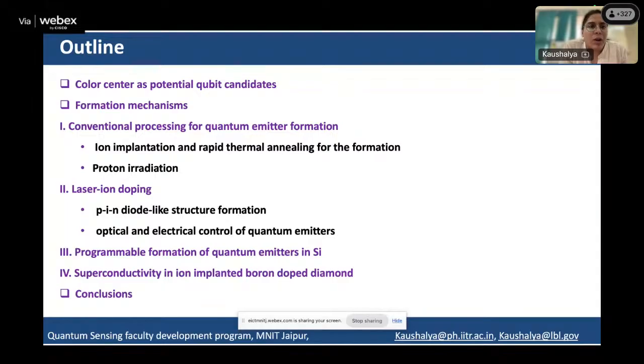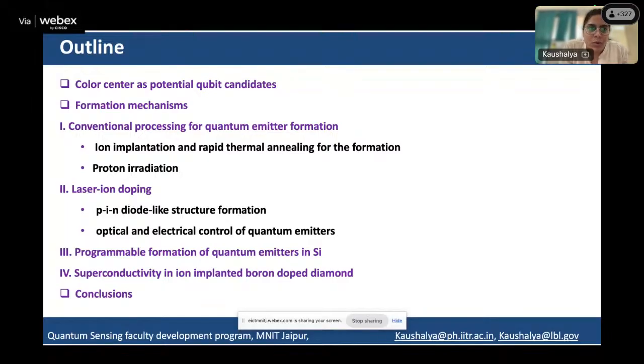So, the outline would be color centers as potential qubit candidates. Of course, I will explain what a color center is, what a qubit is, and then how to make these color centers or qubits, how conventionally people have been making them, what the challenges are with those conventional techniques, and what we have recently done as a new approach to overcome those challenges. And then I'll also introduce you to a new mechanism called laser ion doping, which is a new technique to do ion implantation.